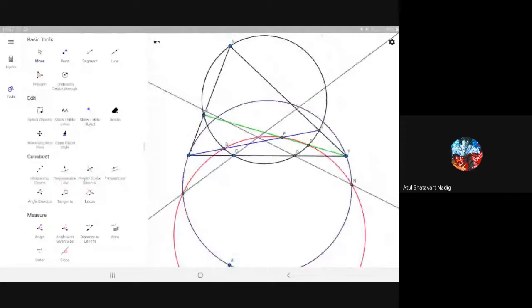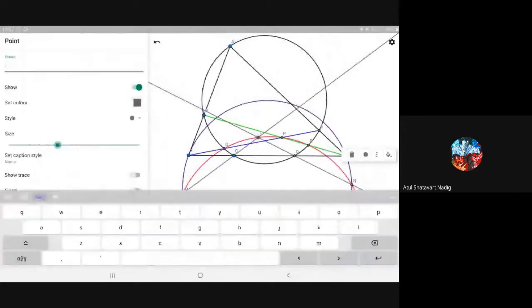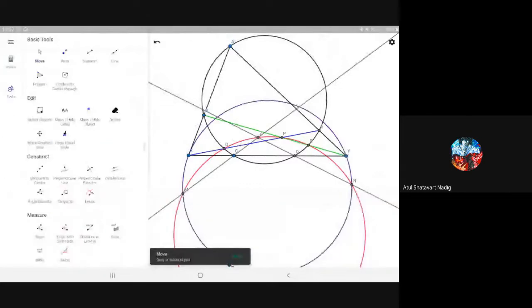It intersects here at a point. Let's call it Z for now, because XYZ. Anyone has any ideas to start the problem with?